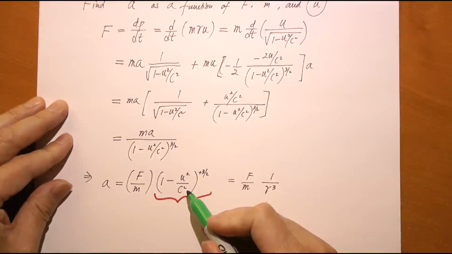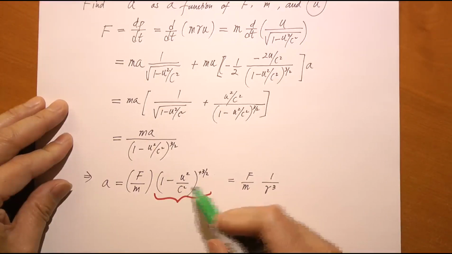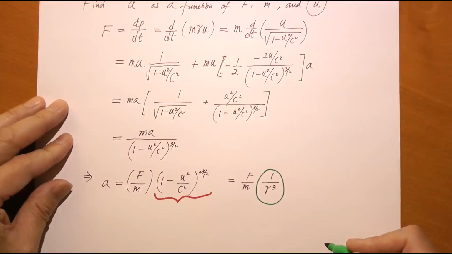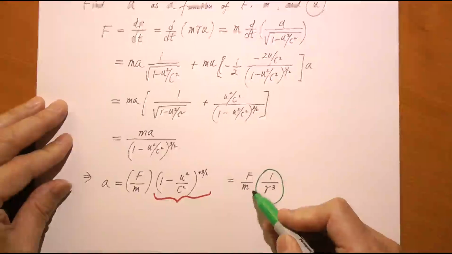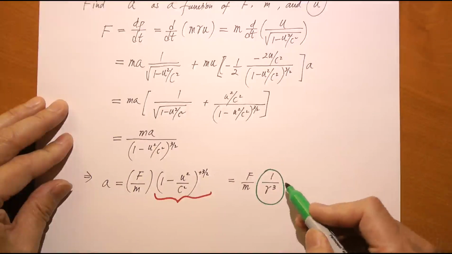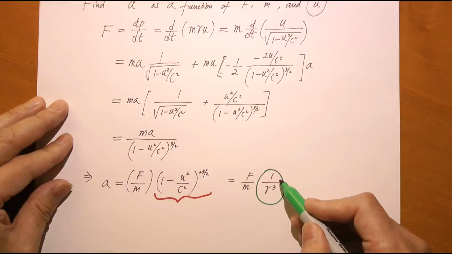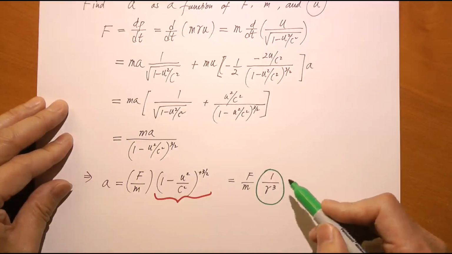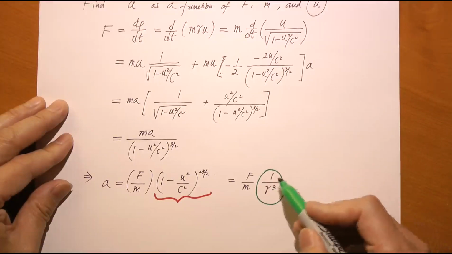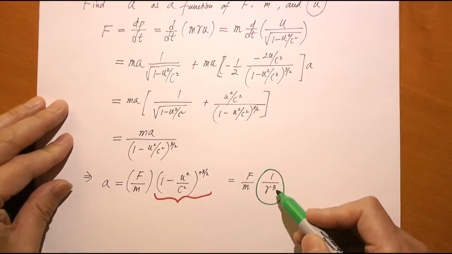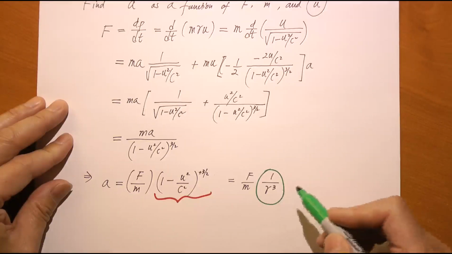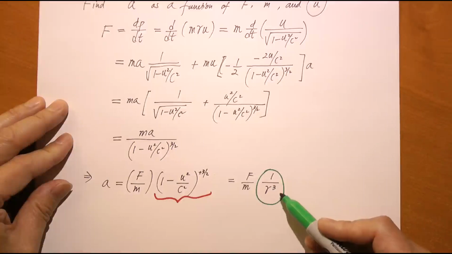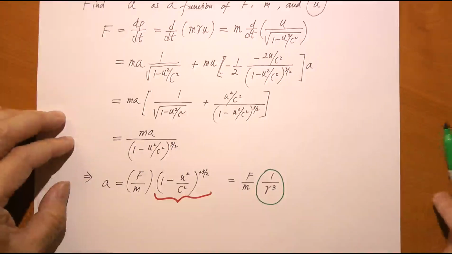You recognize this extra factor is just gamma to the power negative 3. Okay? Gamma to the power negative 3. So the acceleration is not just equal to F over m, but you have to multiply this by this additional factor, 1 over gamma to the power 3. As you know, gamma approaches infinity as u approaches c. And of course, 1 over gamma to the power 3 would then approach 0. So as the speed approaches c, the acceleration indeed diminishes to 0. That is expected.